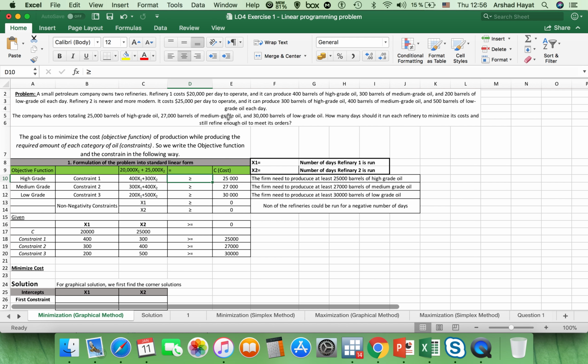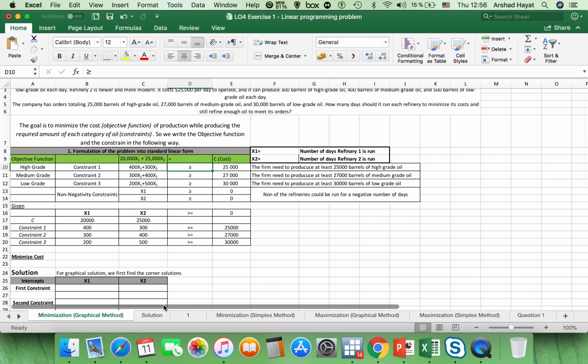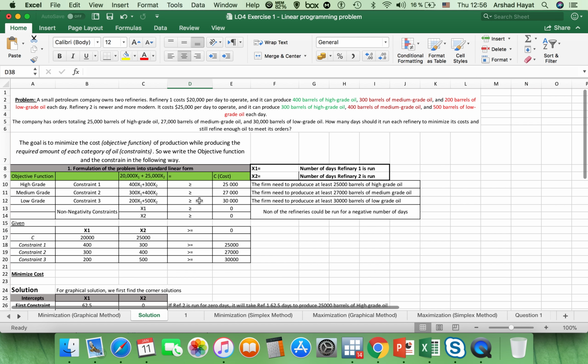Now, what are these constraints? What I'll do is provide the solution in this tab. So there is a minimization problem of graphical method, and this would be the solution. So let's go to this solution tab. I have created this information there as well, but what I have done here is simply colored these constraints in different colors so that we can see them.